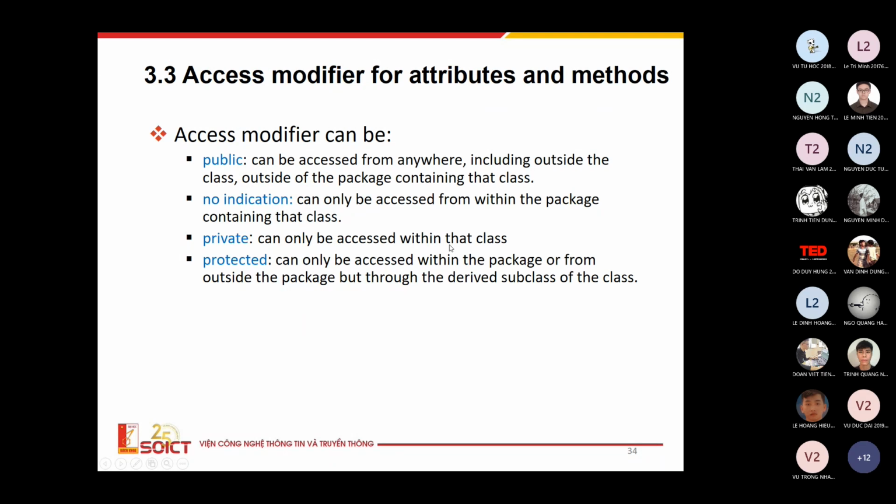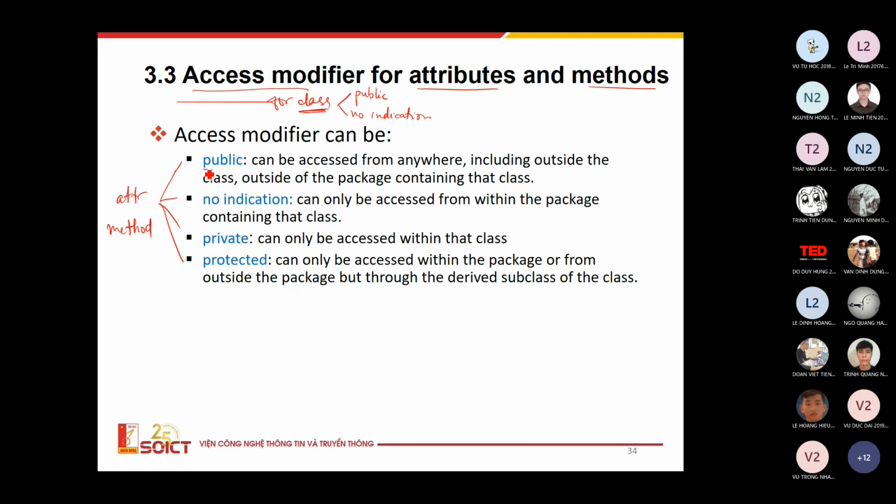And what about the access modifier for the attributes and methods? Here you will know there are 4 ways to declare the access modifier for attributes and methods. It's different from the access modifier for class. We just have public and nothing, or no indication, for class. And for attributes and methods, you can have 4 kinds of access modifier.